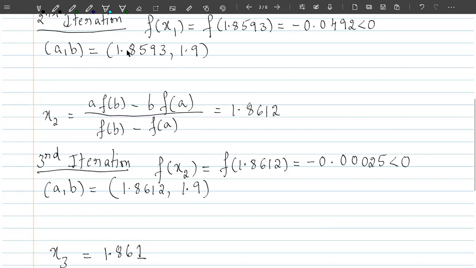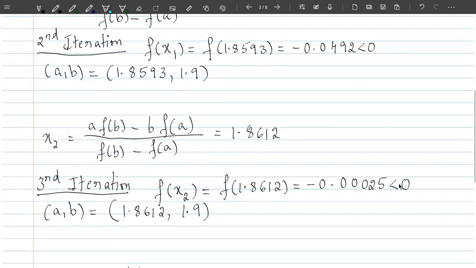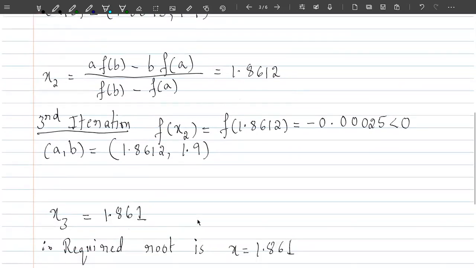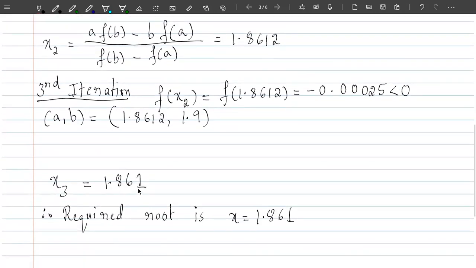Here you can ask, why can't I take this value and this value? I can't do that, because if I take this as my interval, f of 1.8593 and this one, both of them have got a negative sign, so I can't make an interval like that. I will have to take one value which is giving a negative value, and the other one which is giving a positive value. So this is my next interval. Using that, I have to calculate x3. After 3 iterations, you can see that x2 and x3 values are almost the same. Therefore, the required root is x equal to 1.861.